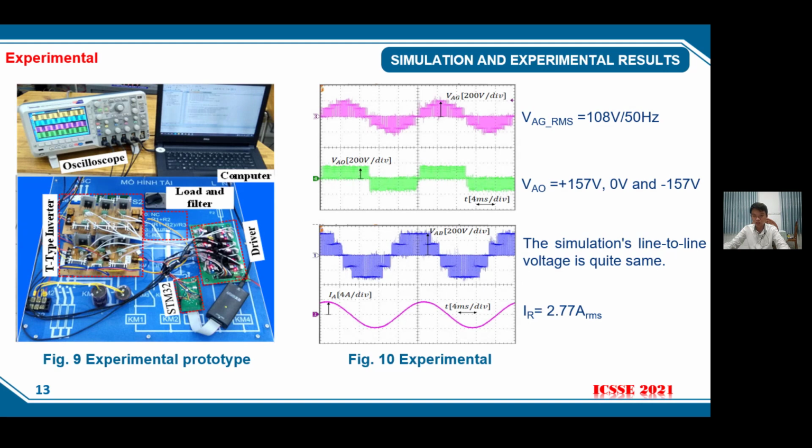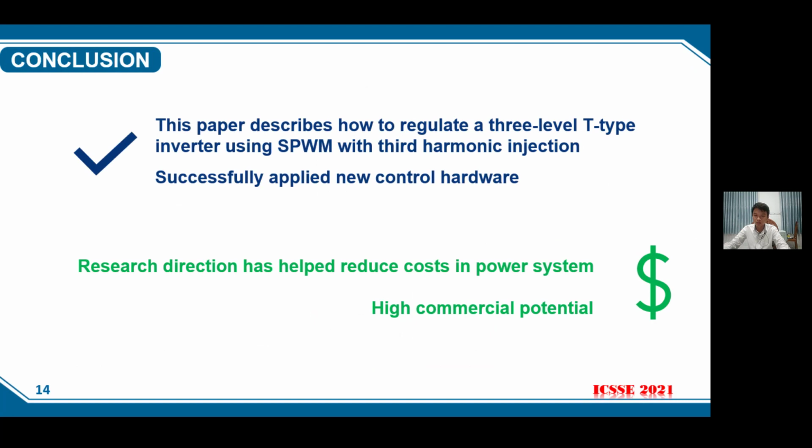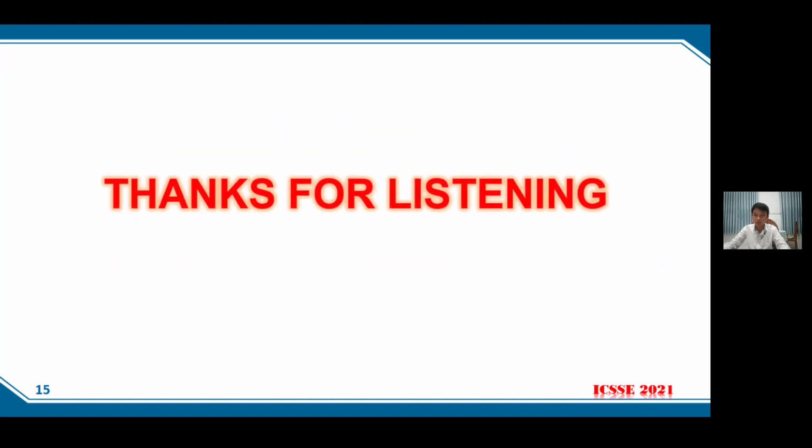In Figure 9, the experimental prototype was built by the authors in the Advanced Power Electronics Laboratory using the STM32F407. The experimental results showed similarity to the simulation of about 97%. Finally, this paper describes how to implement a 3-phase 3-level T-type inverter using SPWM with third harmonic injection and successfully applies a new control hardware. It has reduced cost in the power system and has commercial potential. Thanks for listening.